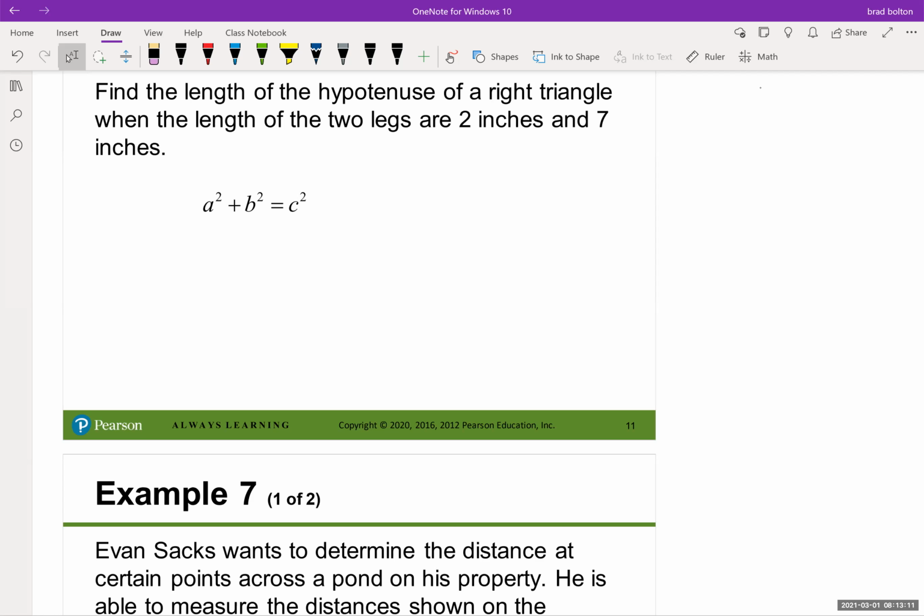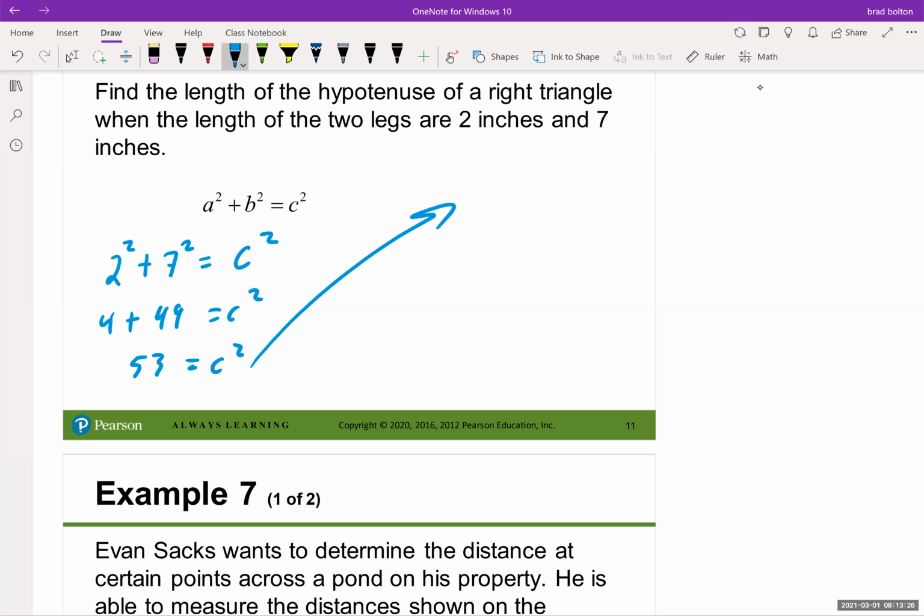Okay, so you should have unpaused the video and said, well, the 2 legs are 2 and 7. So I can just say 2 squared plus 7 squared equals C squared. So this is 4 plus 49 equals C squared. So this is 53 equals C squared. So let's come over here and square root both sides. So we end up with C is equal to plus or minus the square root of 53.